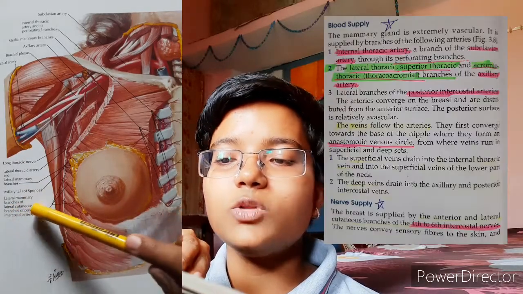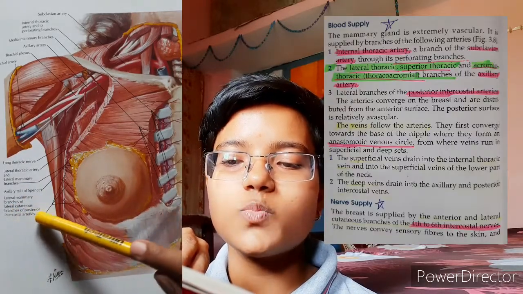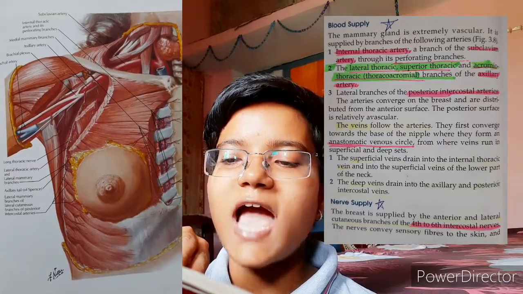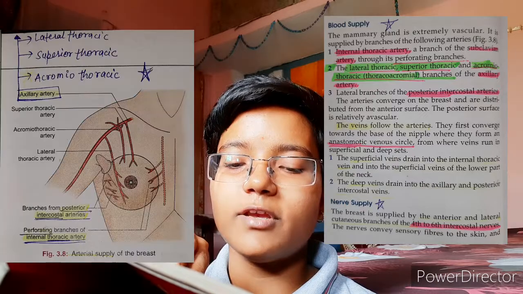The veins follow the arteries. They first converge towards the base of the nipple, where they form an anastomotic venous circle, from where veins run in superficial and deep sets. The superficial veins run into the internal thoracic vein and into the superficial veins of the lower part of the neck. The deep veins run into the axillary and posterior intercostal veins.